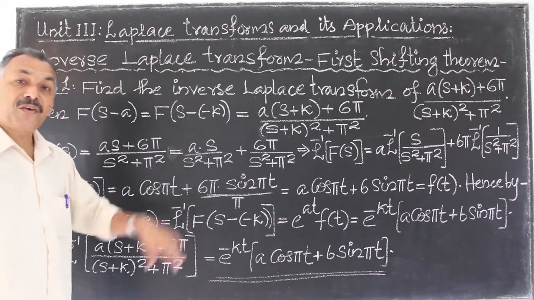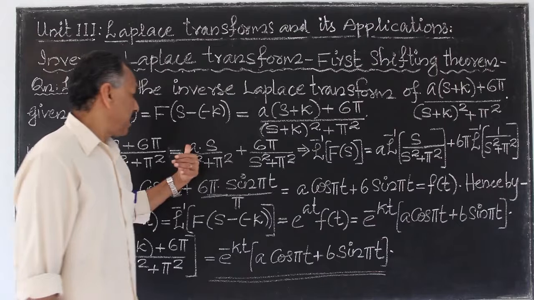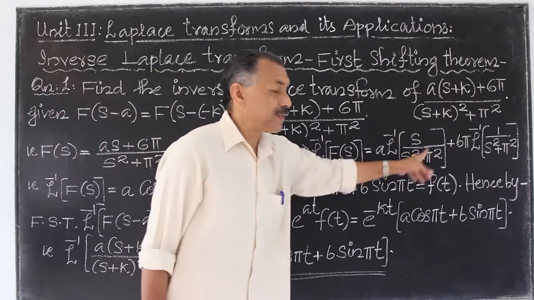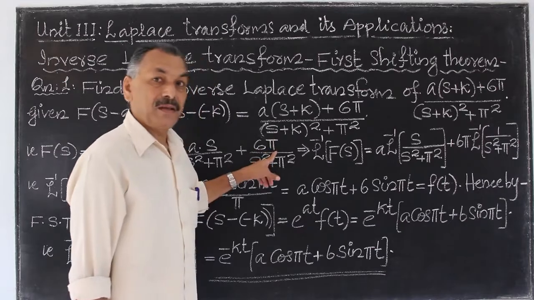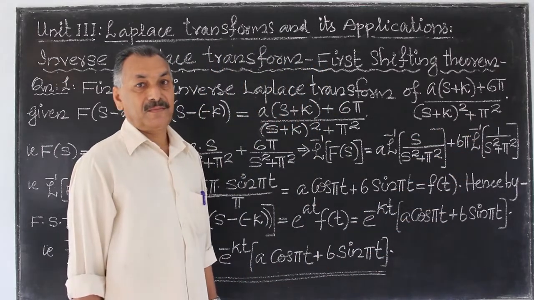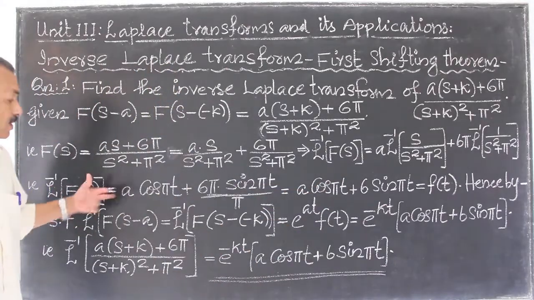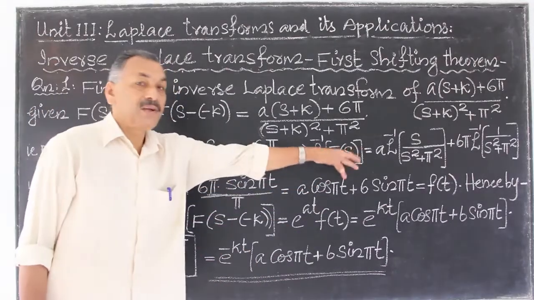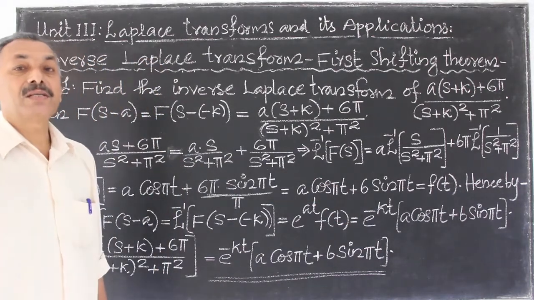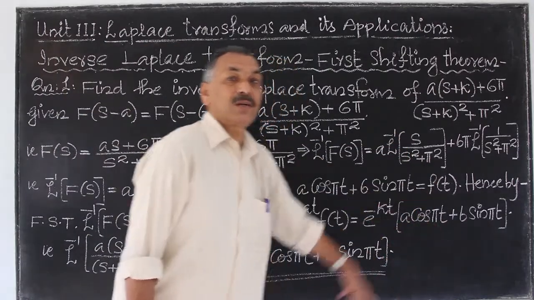Then what is L inverse of f(s)? L inverse of f(s) is equal to the constant A into L inverse of s divided by s² + π², plus 6π into L inverse of 1 divided by s² + π². What is L inverse of s divided by s² + a²? It is cos at. Here s divided by s² + π² is cos πt.